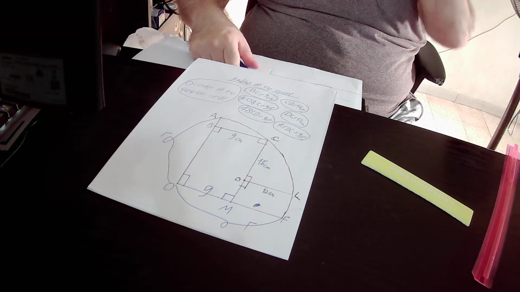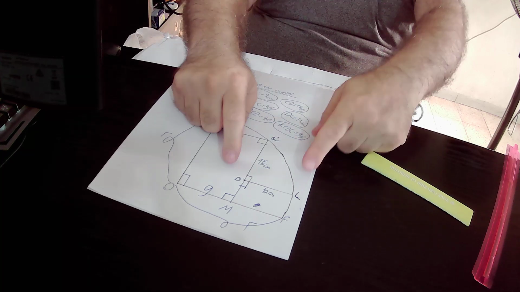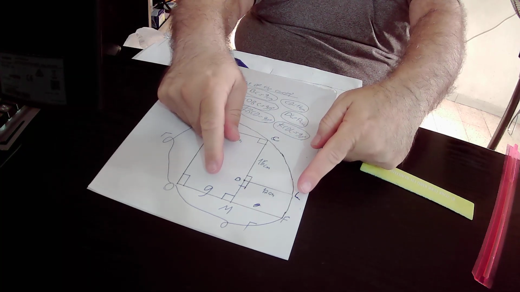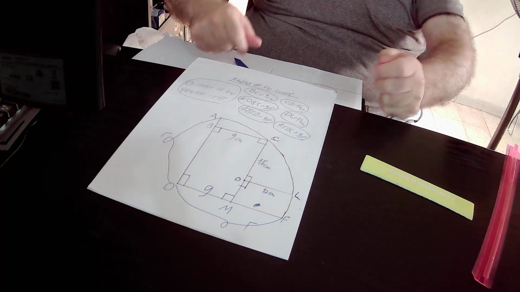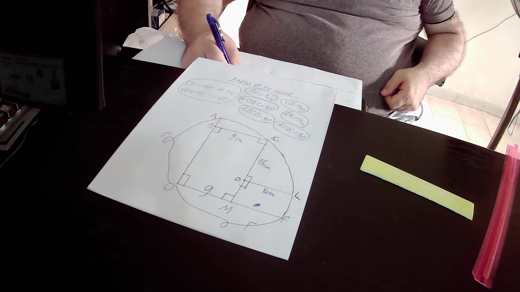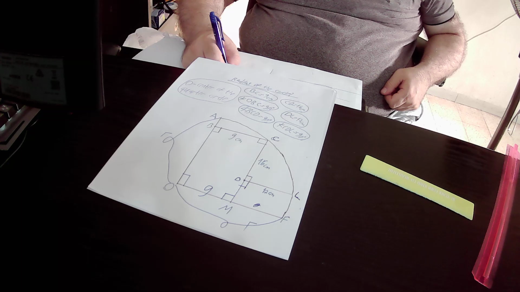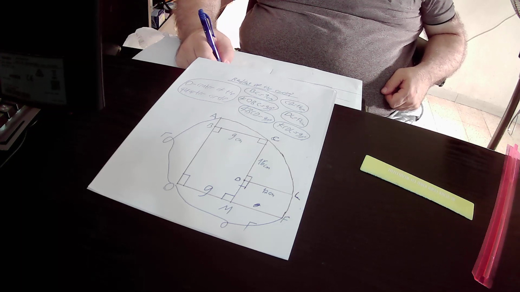Likewise, OF is the radius of the quarter circle, therefore it is absolutely a straight line. So you can write down that OF is a straight line. It's the radius of the quarter circle, it must be a straight line.